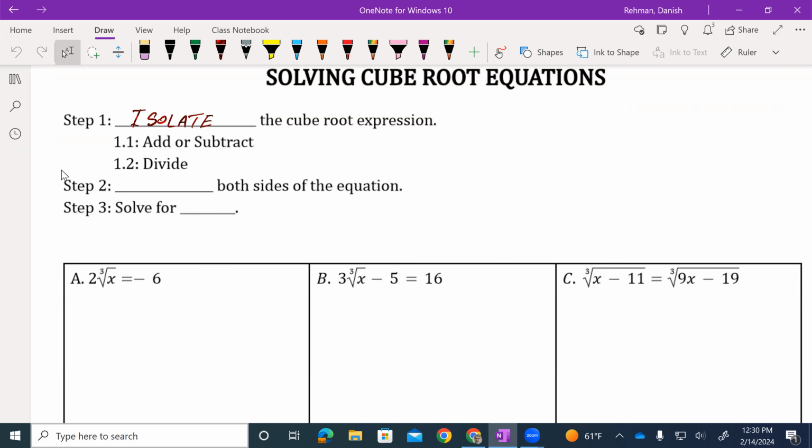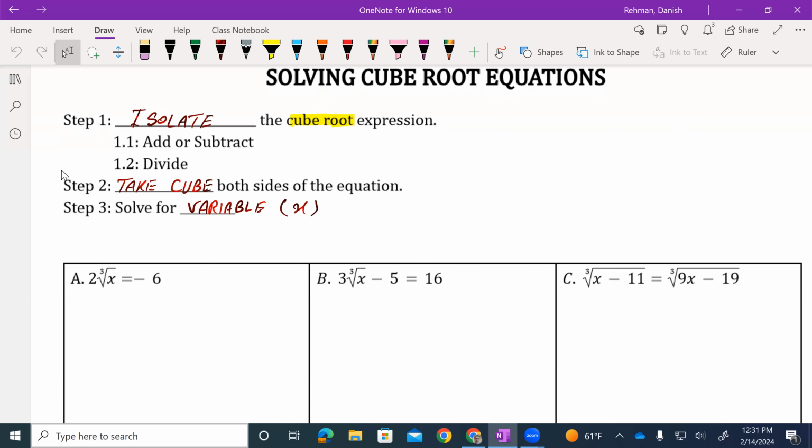First step, isolate. Second step, cube. Take cube on both sides, because cube root and the cube are inverse of each other. So inverse operation, like if something's been added, we will subtract it. If something is subtracted, we will add it. So cube and cube root are inverse of each other. Here we are isolating the cube root expression, then we will take cube. Third step, solve for the variable. A variable can be anything. Here, it's an x.